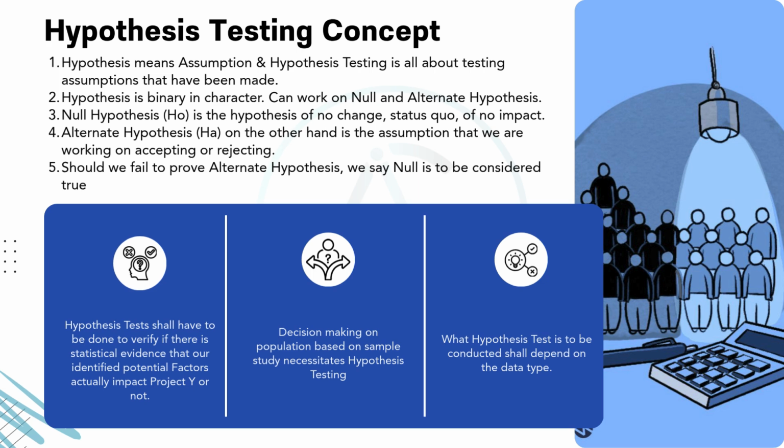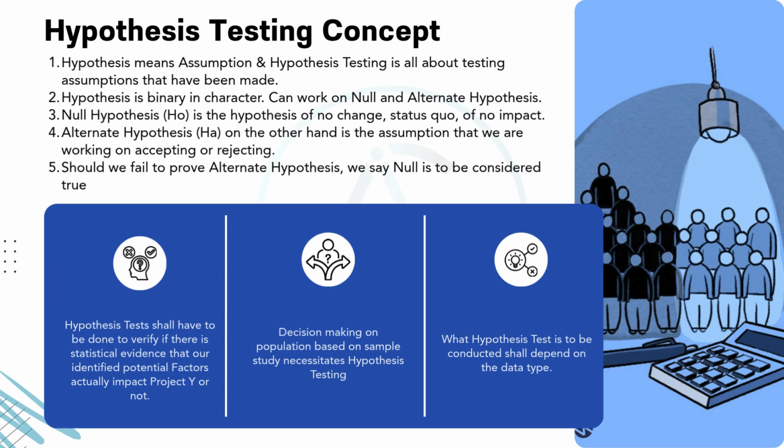Something has happened. 3. The goal of hypothesis testing is to determine whether we have enough statistical evidence to reject the null hypothesis in favor of the alternate. If we fail to prove the alternate, we retain the null. But this doesn't mean the null is true. It just means we didn't find enough evidence against it.